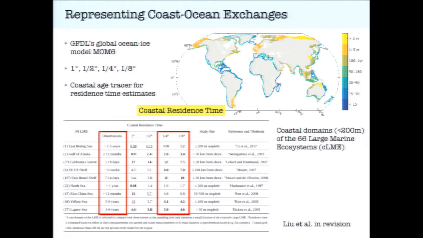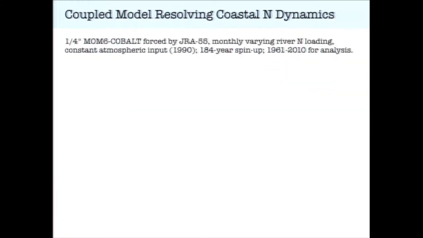And then we compare this with some observations. We compile a list of observations based on geochemical tracer estimates. I don't want to go over all the details, but the conclusion here is that at a quarter degree and at the 8th degree, the observation and model estimates of the residence time match well with each other. But at lower resolution, we tend to underestimate with the model. So it gives us confidence in using the quarter degree model to address the question that we're interested in here.